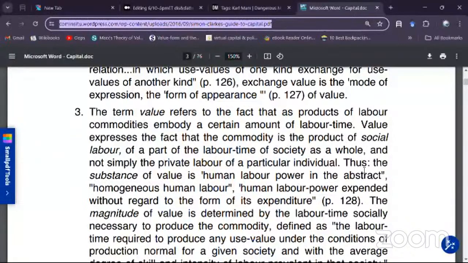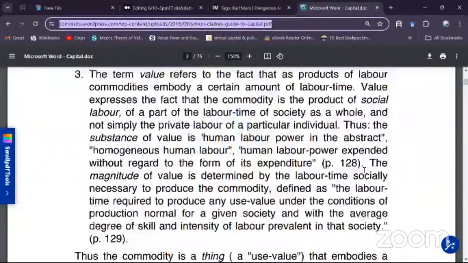And thus, the substance of value is human labor power in the abstract. Some people get hit harder than others. Homogeneous human labor power expended without regard to the form of its expenditure. The magnitude of value is determined by the labor time socially necessary to produce the commodity, defined as the labor time required to produce any use value under the conditions of production normal to a given society, and with the average degree of skill and intensity of labor prevalent in that society. There's a kind of averaging going on here.